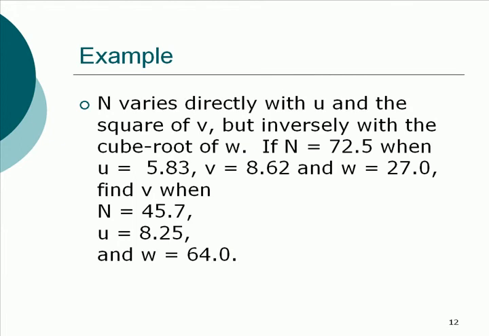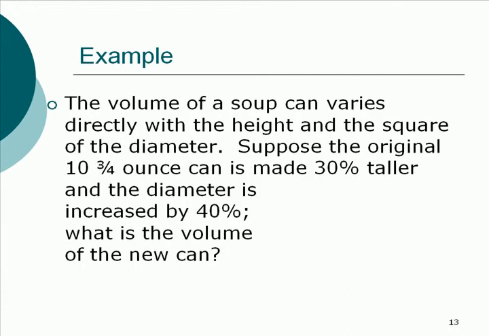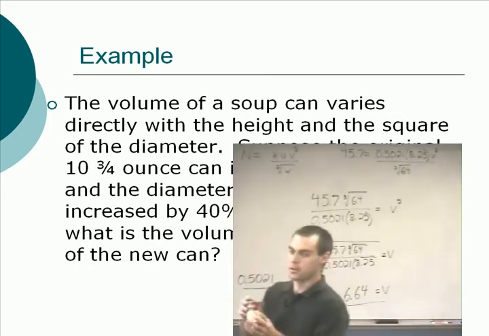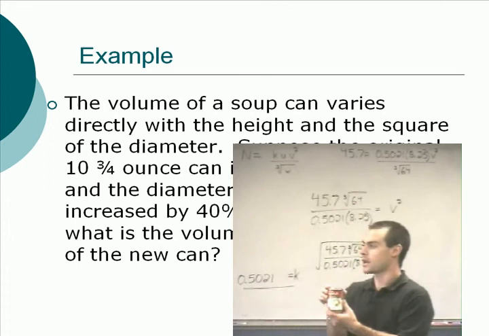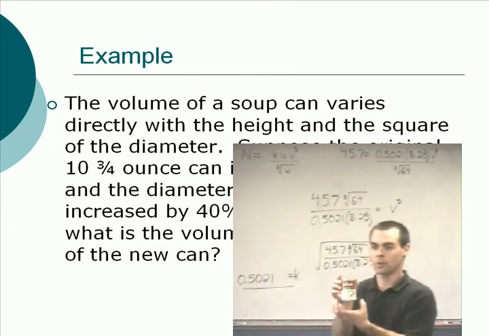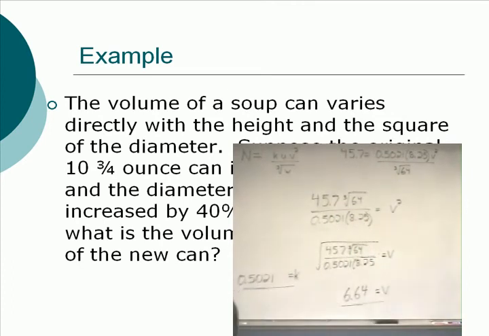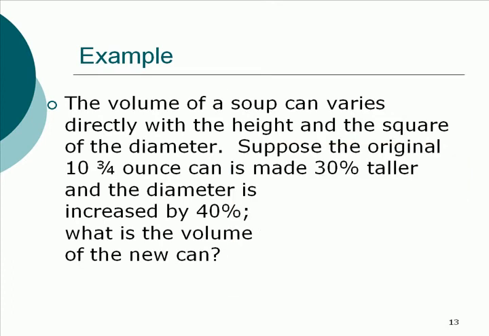Well, let's do one last problem involving something like this, but with percents, where we need to work it out, and then we'll call it good. Here's what we've got. The volume of a soup can, this is actual data from a Campbell's cream of celery soup can here, is a 10 3/4 ounce can. We want to take this can and make it 30% taller and make the diameter 40% larger, and we want to know what the volume of the new can will be. You don't know what the dimensions of this can are. I know you're dying to know, but we don't need to know.